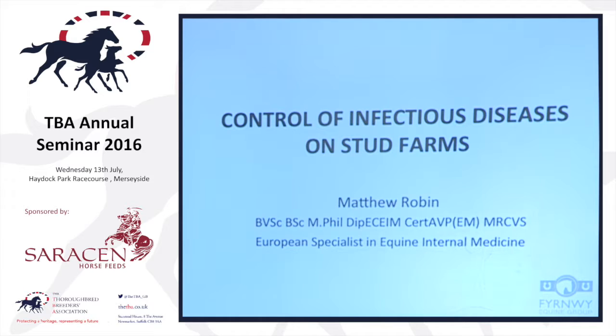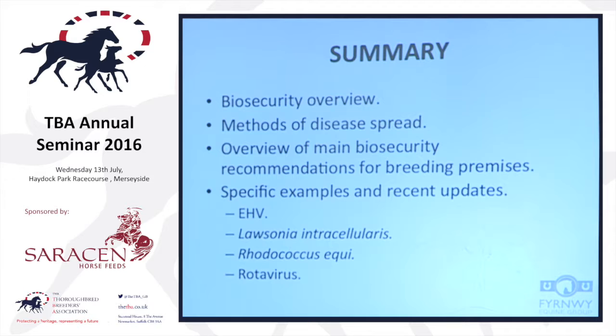Fairly broad topic, control of infectious diseases on stud farms. So what I'm planning to do is go over a bit of an overview of biosecurity, look at methods of disease spread, and then look at the main points that I think will be relevant to breeding premises. And then I've tried to link it all together and give specific examples at the end just to try and make it a little bit more relevant.